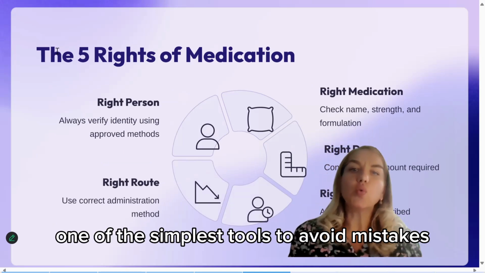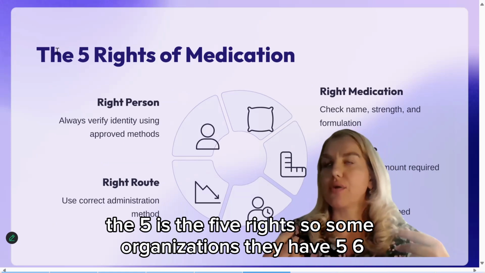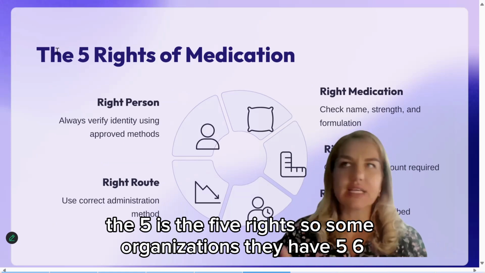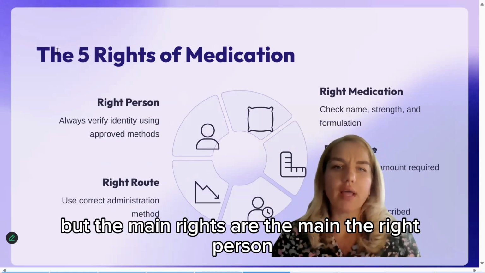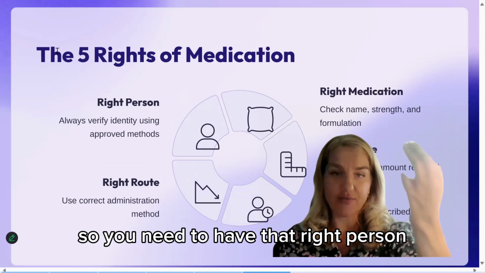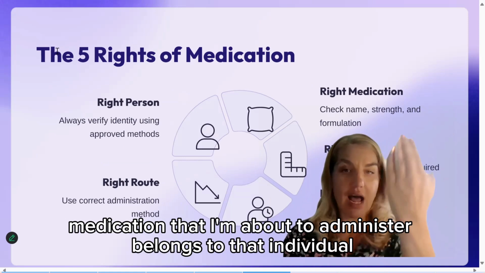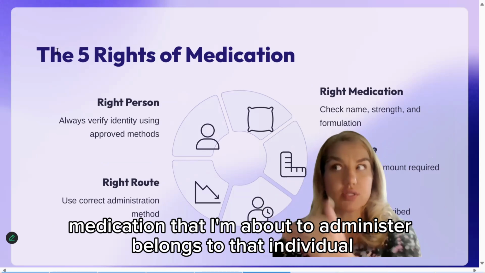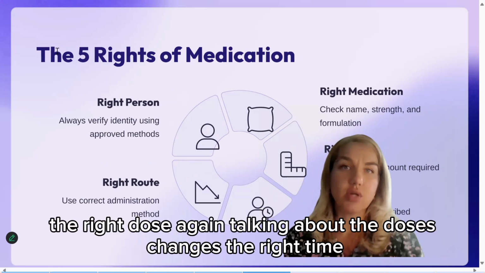One of the simplest tools to avoid mistakes: the five rights. Some organizations have 5, 6, 7, or even 8 rights. But the main rights are the right person. You need to have that right person, the right medication. You need to know that this medication that I'm about to administer belongs to that individual, and that it is the correct medication, the right dose.